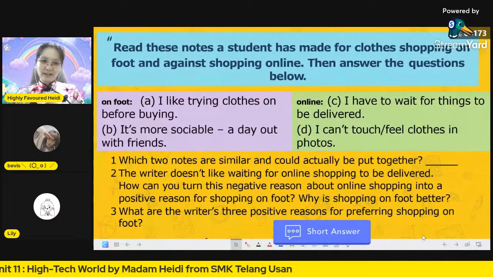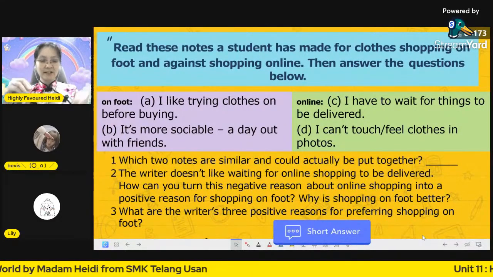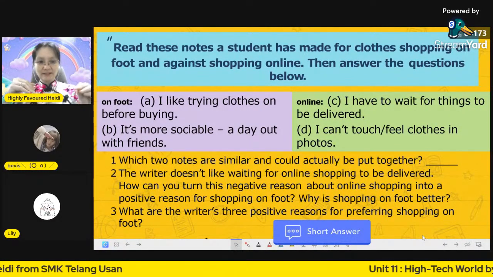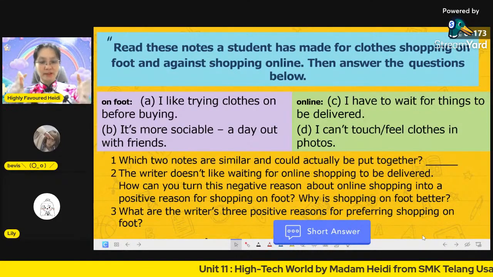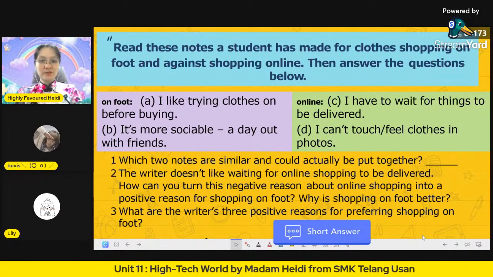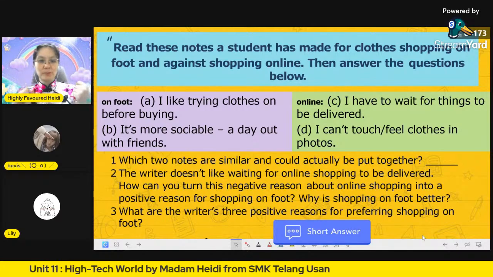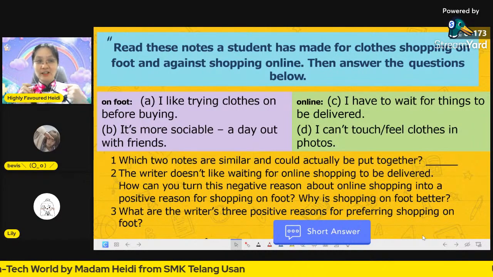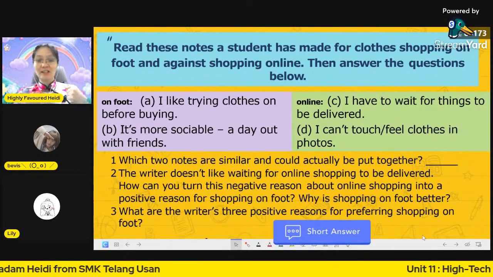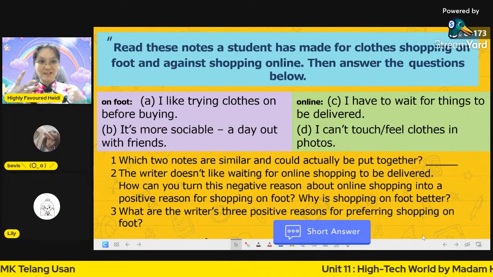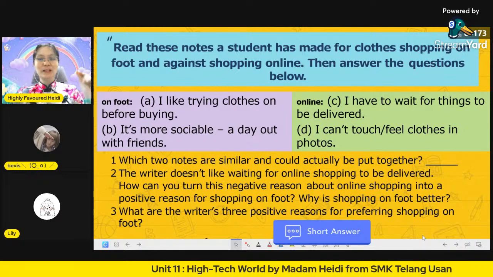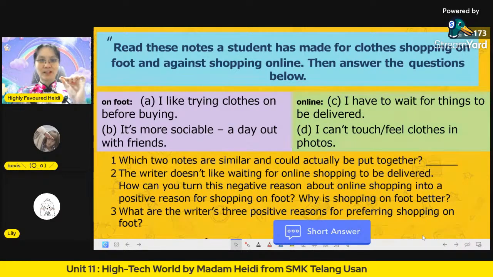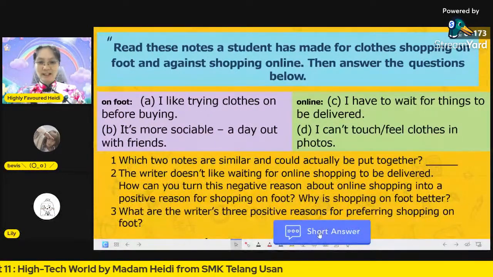Then the next one, what are the writer's three positive reasons? Now you look at the writer's three positive reasons for preferring shopping on food. It's given in two sentences, but actually there are three positive reasons there. So can you identify it? You do one, two, three. Then only you send. I give you time to do it.